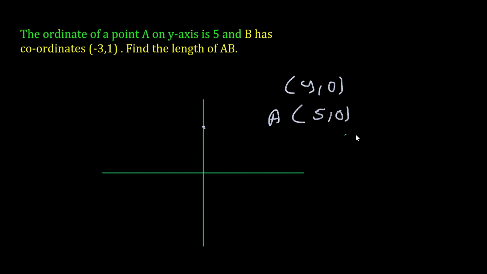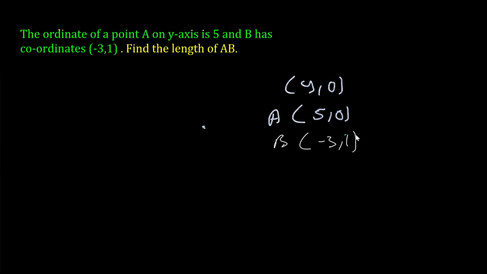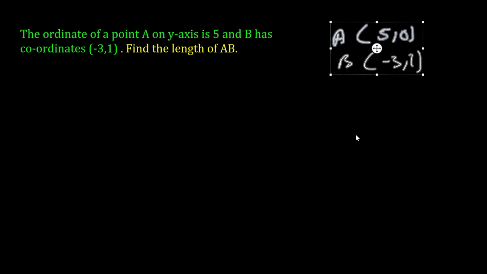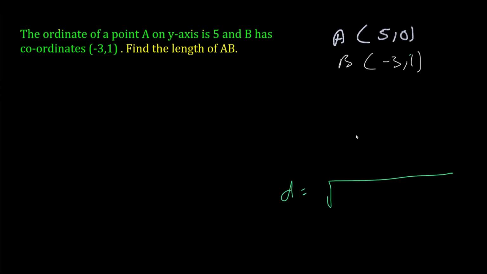Now further, B has coordinates as given. There is another point B, given as (-3, 1), and what we have to find out is the length of AB. So we are going to apply the distance formula to find this length. The distance formula is the whole under root of (x2 minus x1) whole square plus (y2 minus y1) whole square.